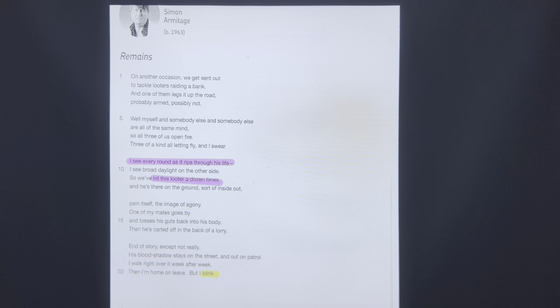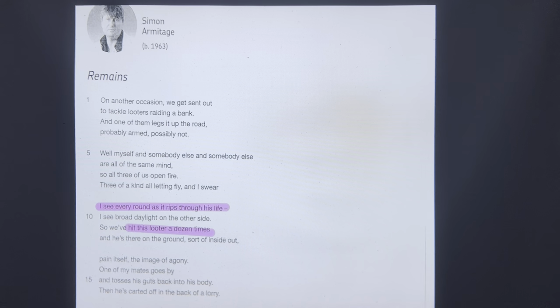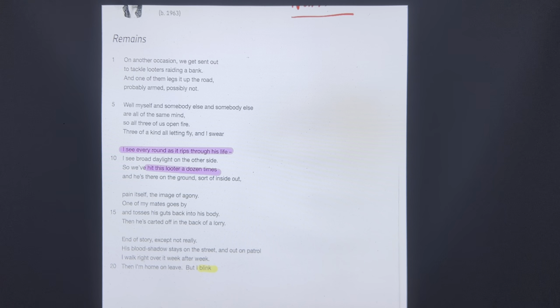Now, what are we going to talk about firstly, guys, when it comes to this particular poem? When it comes to the form, straight away, very easily, it is a narrative poem because it tells the story of this particular man and his actions. Then, with the quote we've selected, "I see every round as it rips through his life," it begins with a hyperbole. And then it juxtaposes the entire quote. I'll explain why in a second.